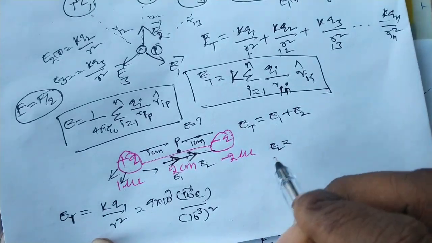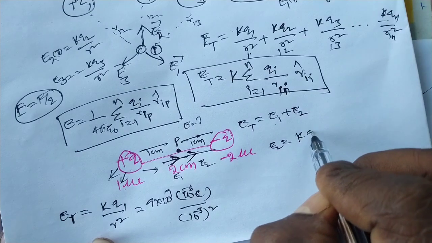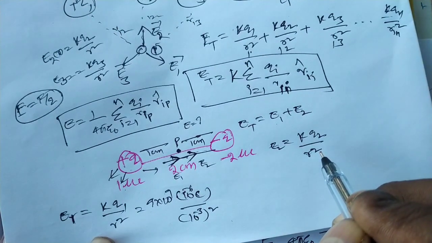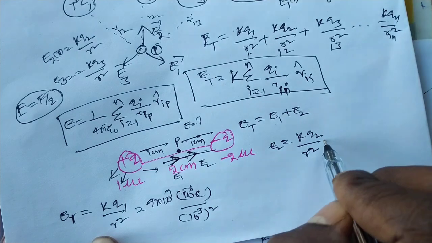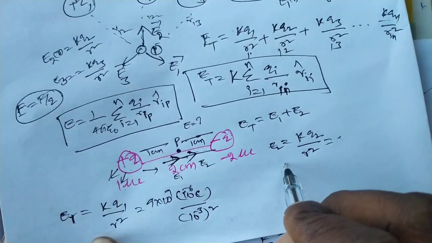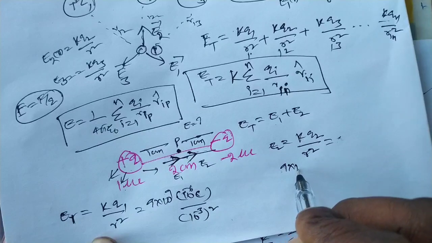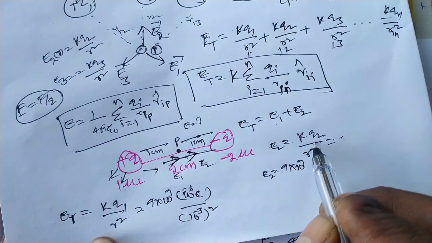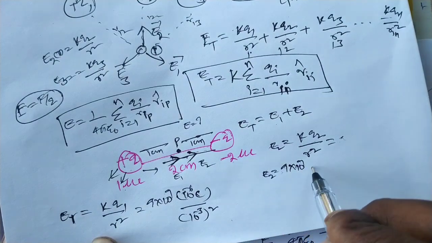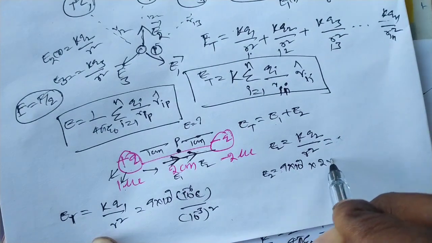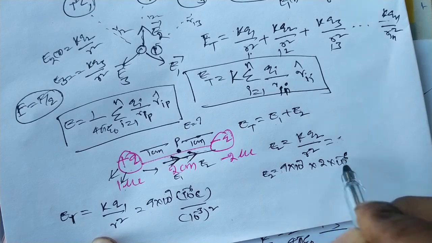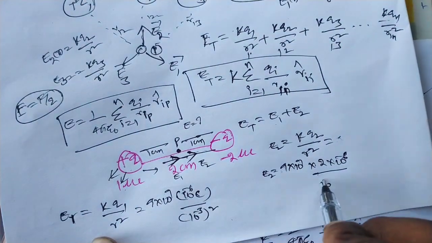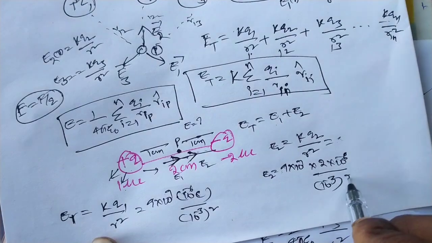Next, due to the second charge, E2 is K Q2 by R square. Here K is equal to 9 into 10 to the power of 9, Q2 is 2 microcoulombs, that is 2 into 10 to the power of minus 6, divided by R square, 10 to the power of minus 3 square.